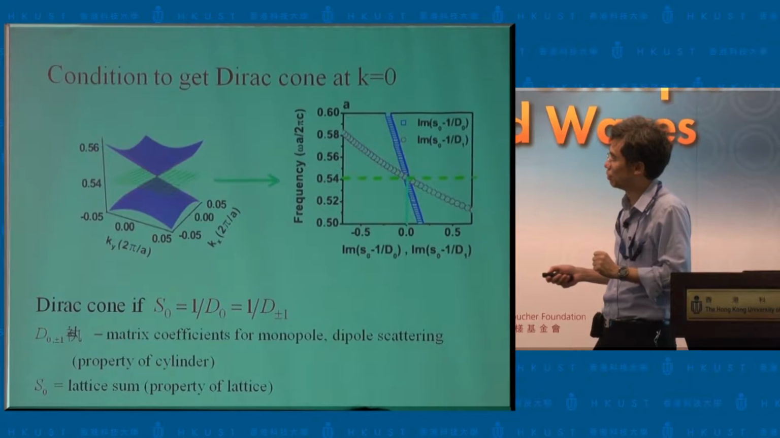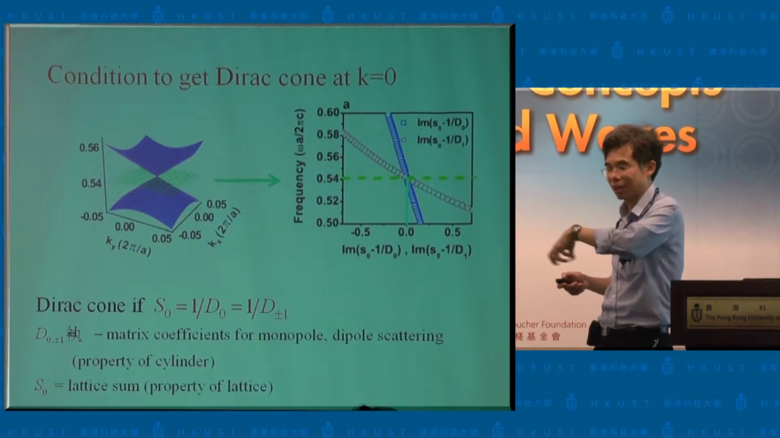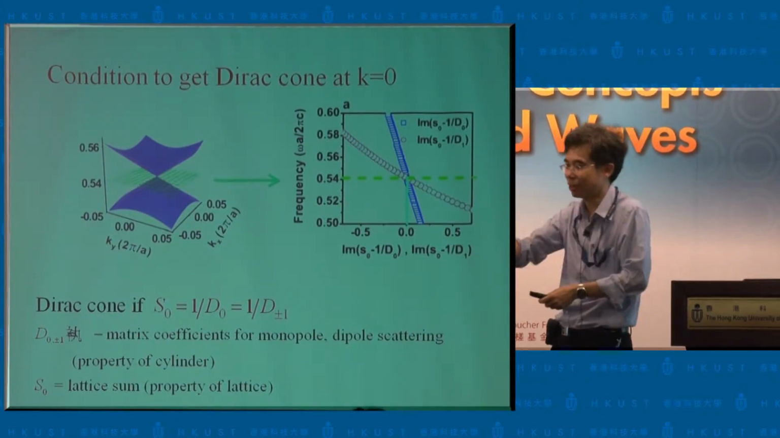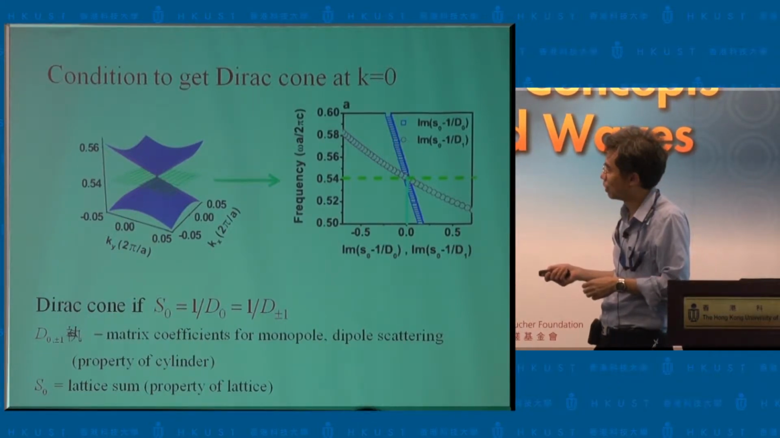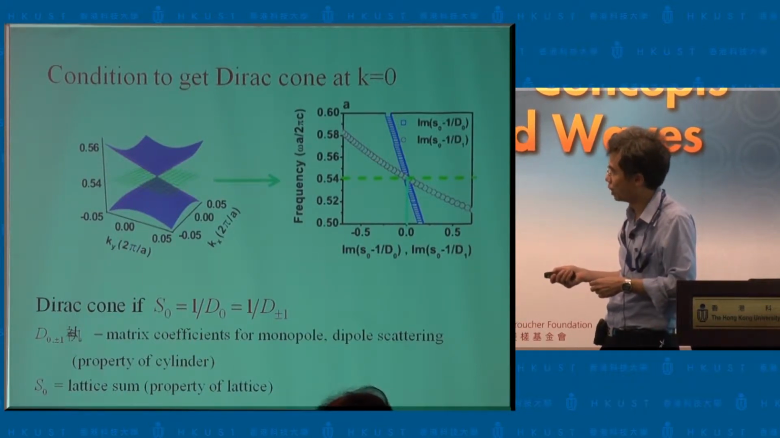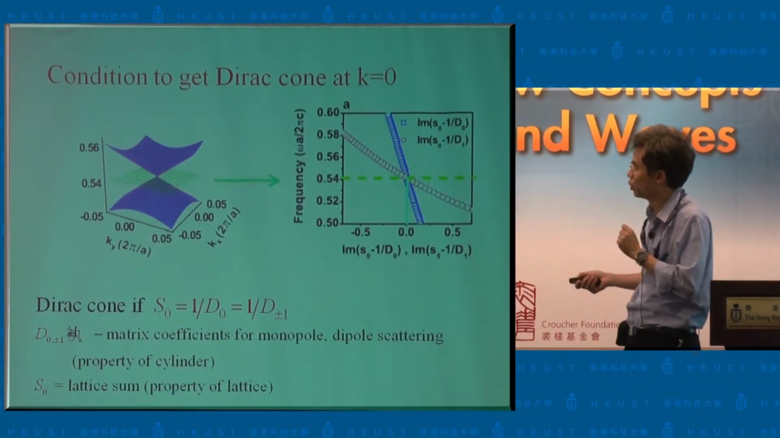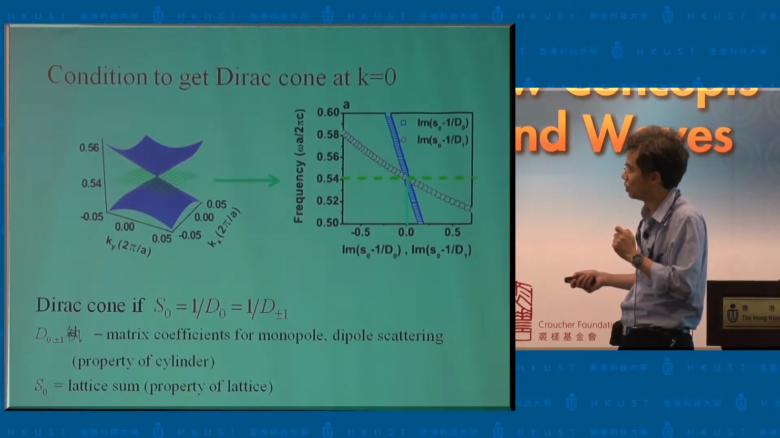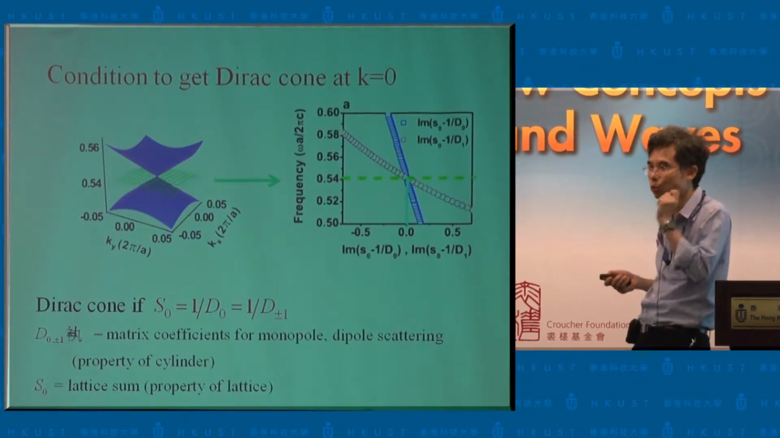That is, if we use what we call multiple scattering theory, which considers the scattering of each individual cylinder and sees how they come together to form a band, then it can be shown that if the so-called lattice sum is equal to the inverse of the scattering coefficient of the monopole degree of freedom, in fact, this gives you the condition for having a flat-band monopole dispersion. And if that happens to be equal to the inverse of the scattering coefficient for the dipoles, then I can assure you that you will get a Dirac-like cone.